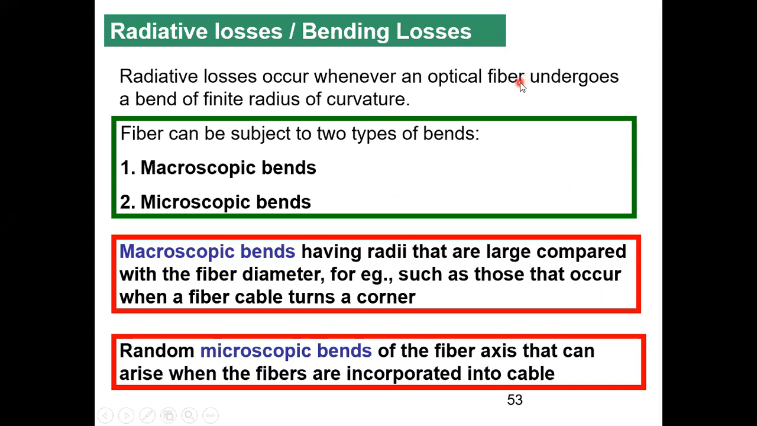Now considering in detail the bending loss, there are two types of bending loss. One is macroscopic bending loss and another is microscopic bending loss. Macroscopic bends have radii that are large compared with the fiber diameter, such as those that occur when a fiber cable turns a corner. And microscopic bends are when the fiber is incorporated into the cable.